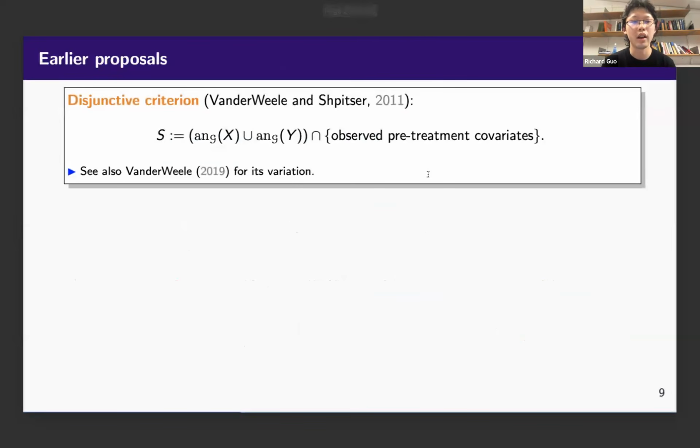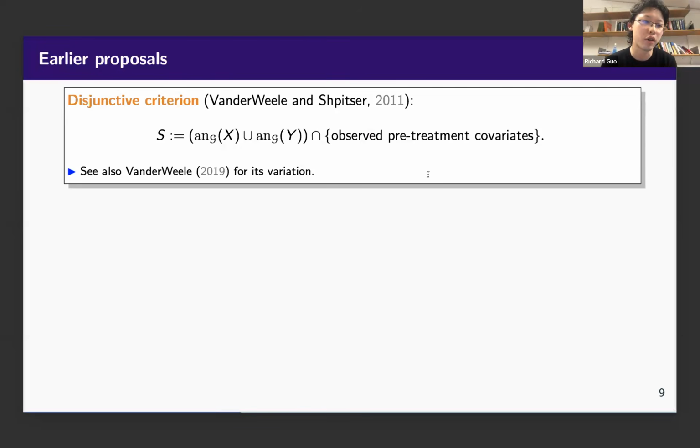Okay, so before I present our method, it's worth mentioning that there are other works, earlier proposals in the literature, that move away from the known graph stance. A particular example, and I think a quite well-known one, is this disjunctive criterion proposed by Shpitser. So imagine a setting where you have already collected a data set.